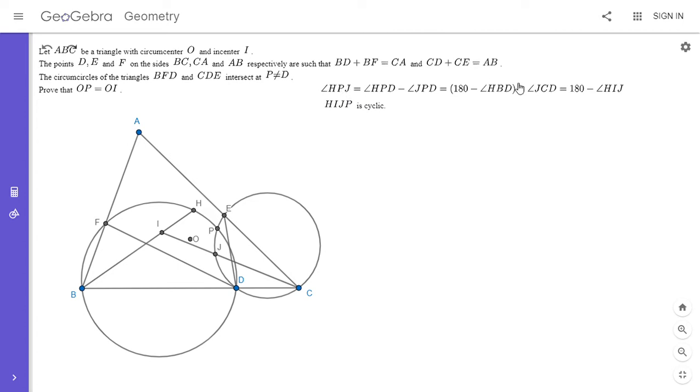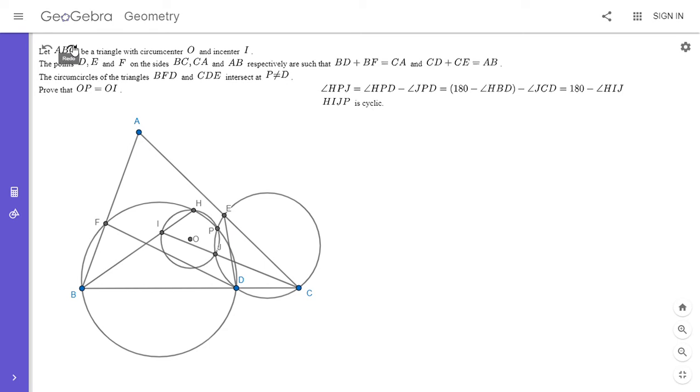What's really interesting about this is we never used the fact that I was the incenter, and we didn't use this sum condition either. So I think this might just be a well-known fact. If you have two circles arranged like this that pass through the vertices and a common point on the side, and any point, because we didn't use that I was the incenter, then with this configuration, you always end up having HIJP as cyclic. All right, so I'm going to draw that in.